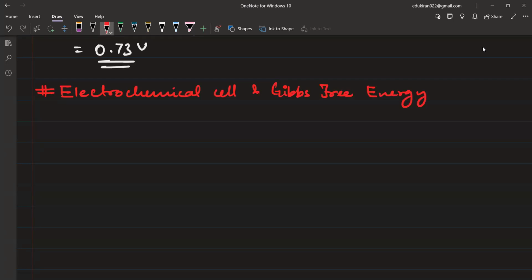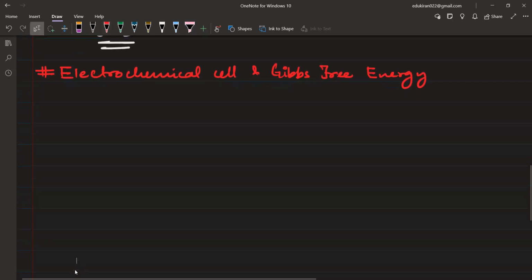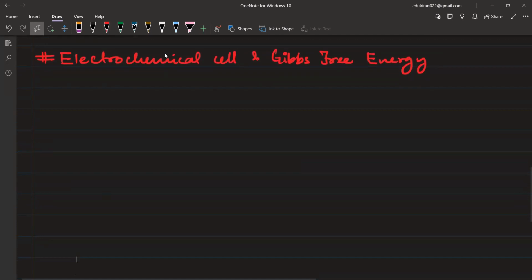Electrochemical cell and Gibbs free energy. Now, if we talk about the Gibbs free energy, that means we are talking about when there is a spontaneous reaction, how much energy is being released.